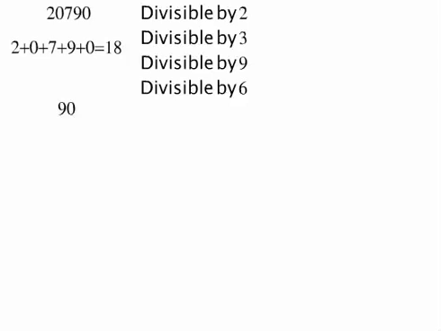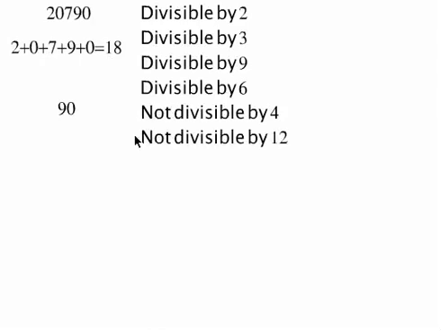All right, and then if we look at the last two digits, they are 90. 4 does not go into 90, so 4 is not going to go into 20,790. It's not divisible by 4, so that means, since the divisibility rule for 12 is that it must be divisible by 3 and 4, it's not going to be divisible by 12. It's also not going to be divisible by 8. If 4 doesn't go into it, then 8 is not going to go into it.